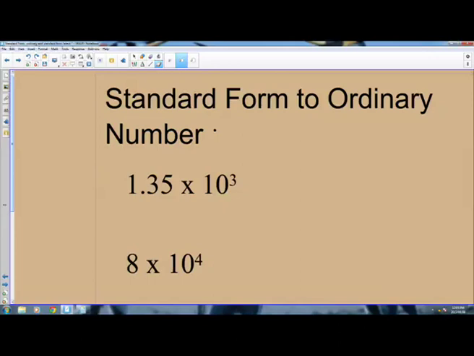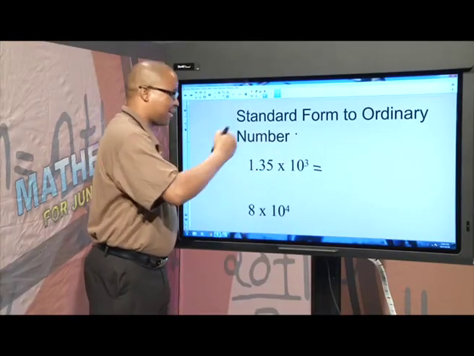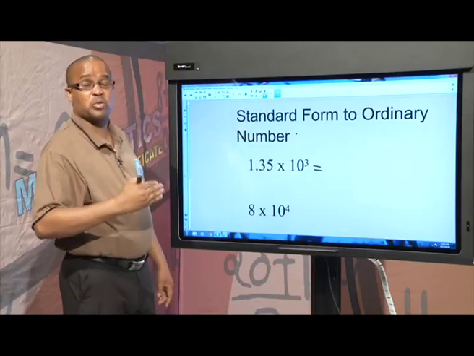1.35 times 10 to the power 3. This is in standard form. You need to change this now into ordinary number. So how do we change this into ordinary number? This is just the multiplication that you know. So when you change this into ordinary number, it will be 1.35 times 10 to the power 3. And then the 3 here simply says you are to move the decimal point to the right. Move the decimal point to the right.